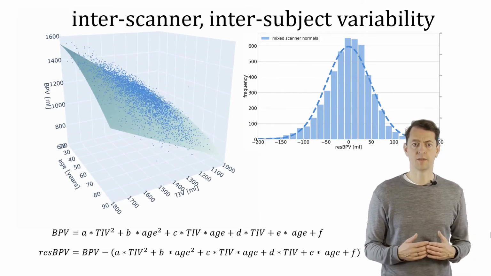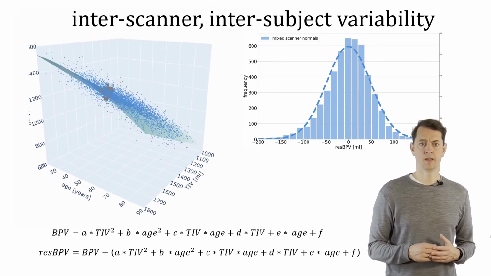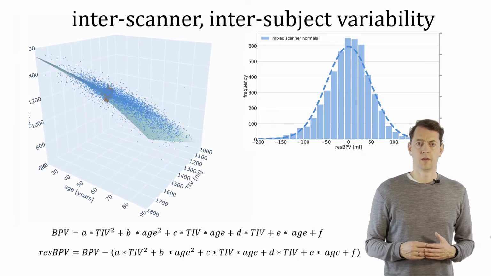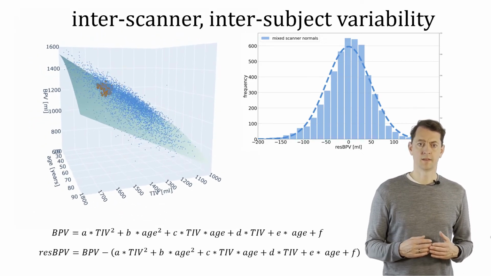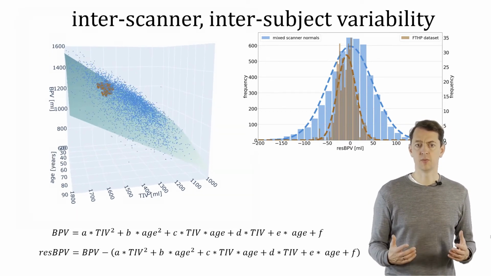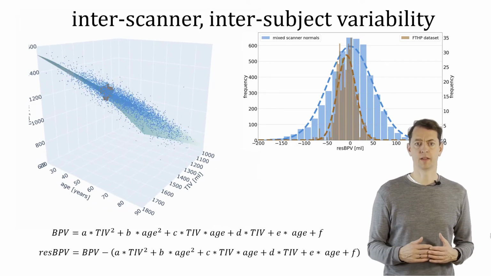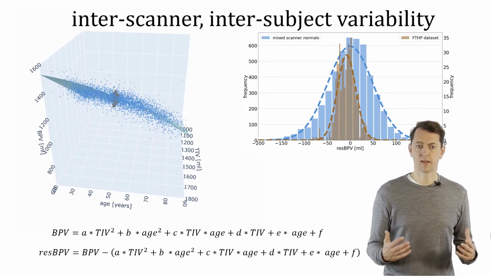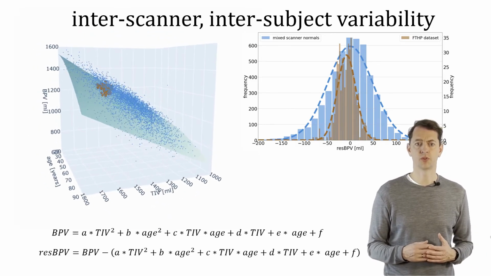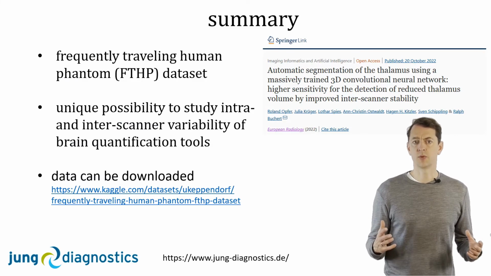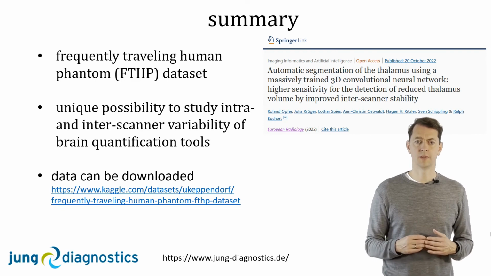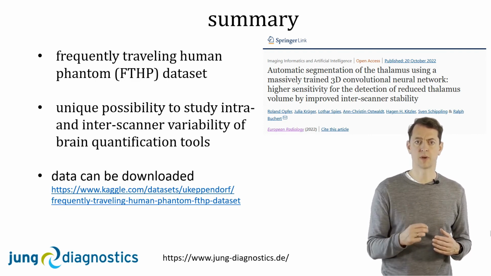Let's now plot the FTHP data within the normal database. These are the brownish points you see here. We also compute the distances to the same surface and we get a second distribution. This distribution reflects the interscanner variability. And as you see, the interscanner variability is quite large and covers a significant proportion of the distribution of the normal database. In summary, the frequently traveling human phantom dataset provides a unique possibility to study intra- and interscanner variability of brain quantification tools.